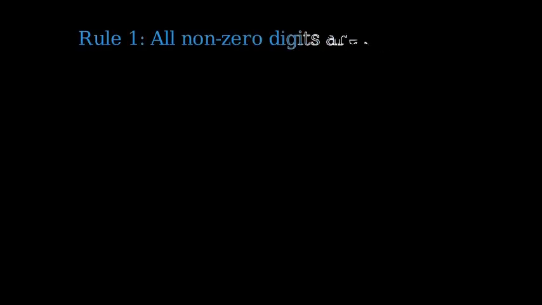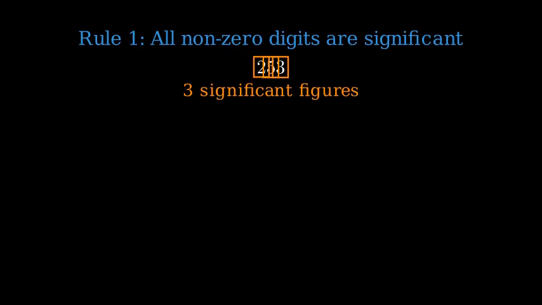Rule number 1. All non-zero digits are always significant. For example, in the number 253, all three digits are significant because they are all non-zero. Similarly, in 7.82, all three digits are significant.